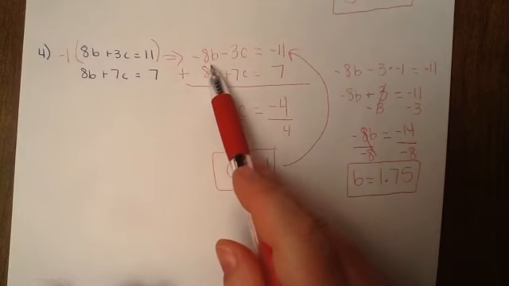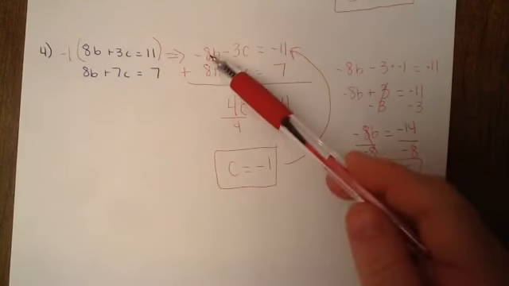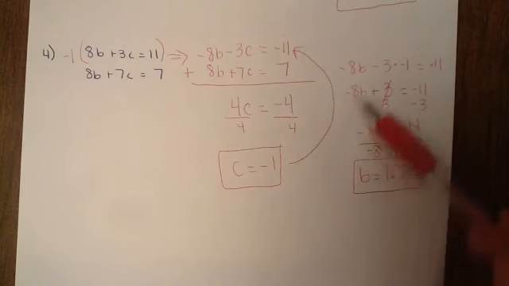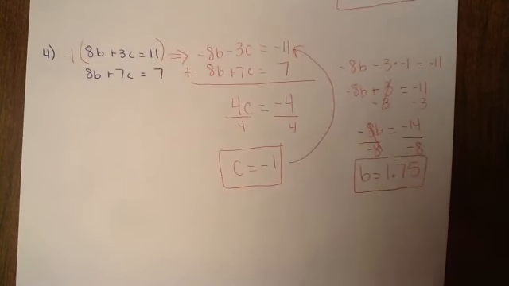Create opposites by multiplying everything by -1. Make it one big addition. Solve for a variable. Plug it back in. Solve for your second variable.